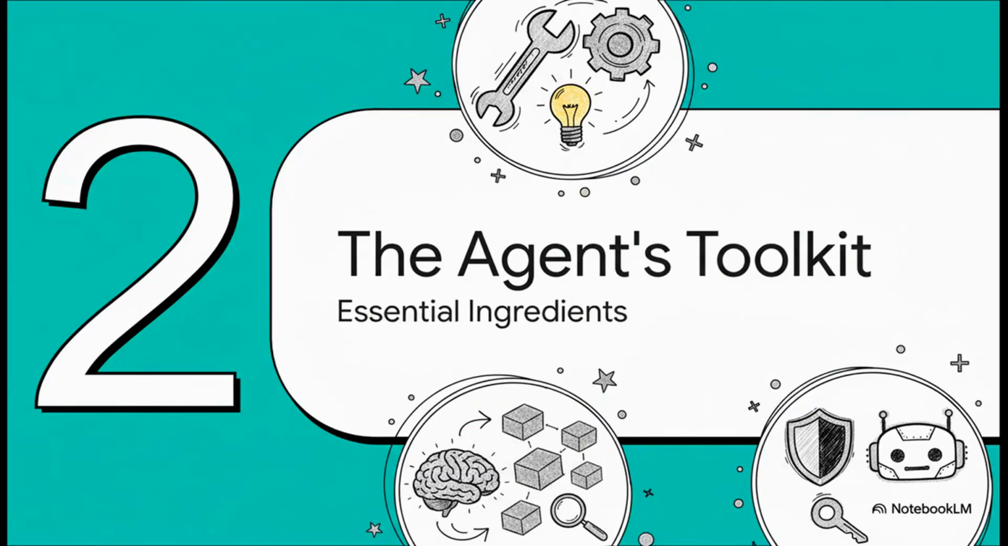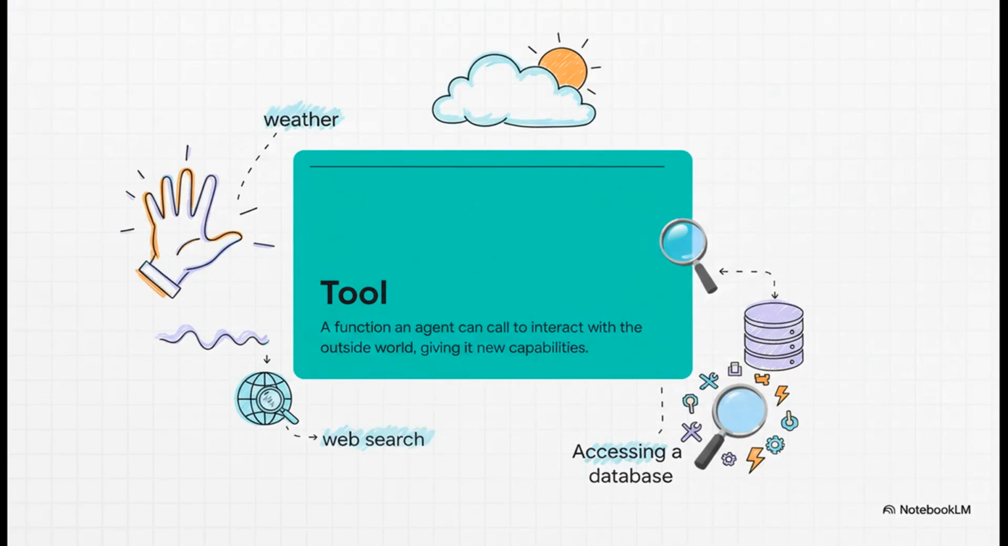Okay, so the concept is pretty clear, but what do we actually need to build one of these? What's in the toolkit? Well, it really just comes down to three essential ingredients. First up, tools. You should think of these as the agent's hands. An LLM by itself is basically just a brain in a jar. It can't check the weather, it can't search the web, it can't access your database. Tools are the functions we write to give it these superpowers, letting it actually interact with the outside world.